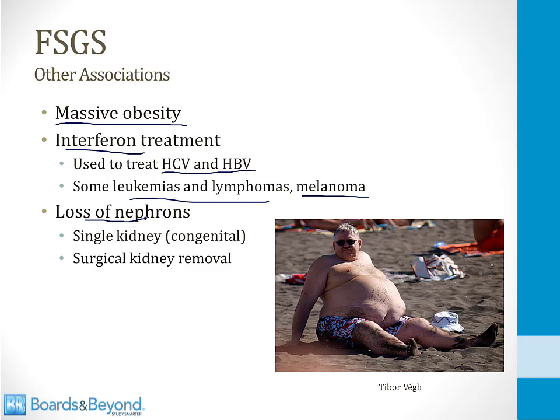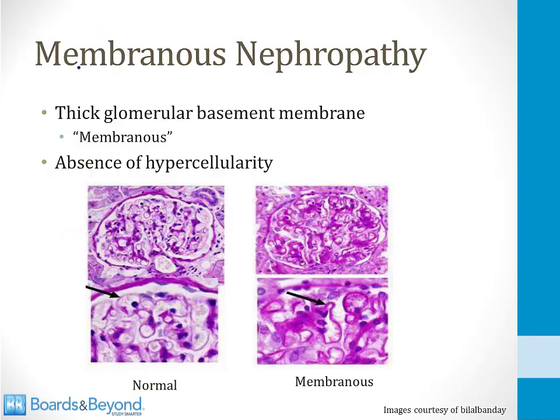For example, patients born with a congenital single kidney or patients who have had a surgical kidney removal are at increased risk for FSGS. Our next cause of the nephrotic syndrome is membranous nephropathy.